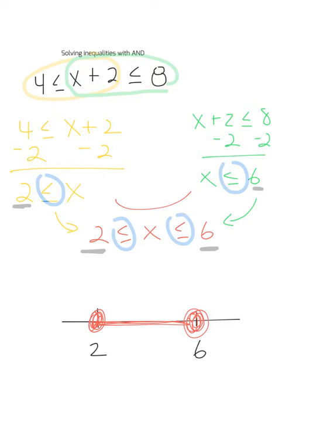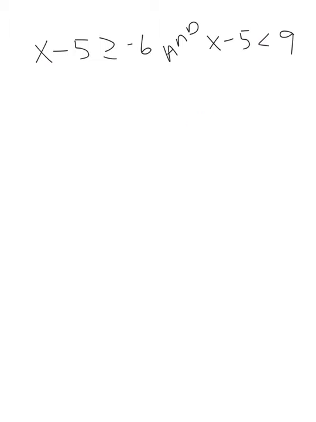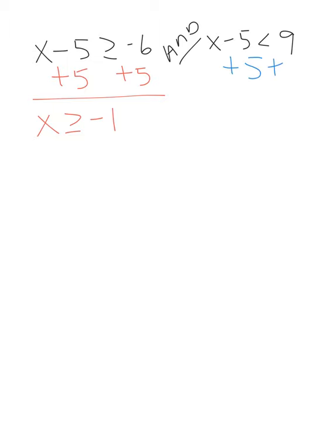Let's take a look at another problem. The way that the book has it written out, it is actually separated, and it makes it a little bit easier. So in this case, you already have them separated. It says x minus 5 is greater than or equal to negative 6, and x minus 5 is less than 9. So I'm going to go ahead and just add 5 to both sides. We have x is greater than or equal to negative 1. Then here, we're just going to add 5. And we have x is less than 14.